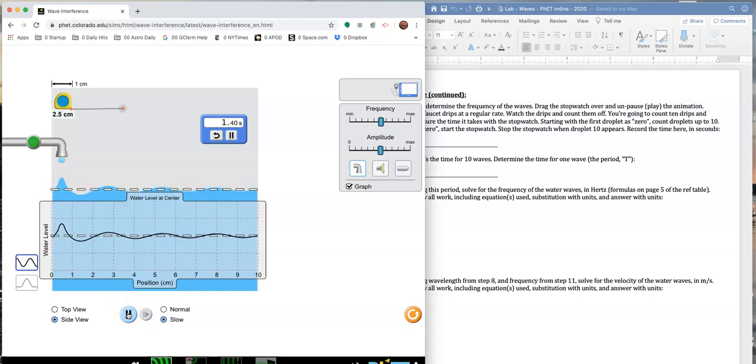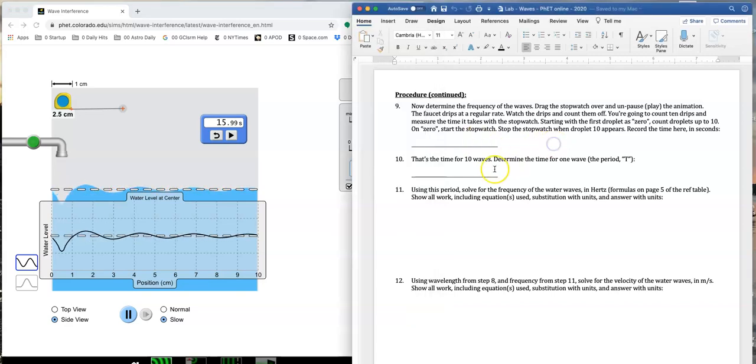Then I have one down, two, three, four, five, six wave cycles, seven, eight, nine, get ready to stop it, and 10. So that was 10 waves. They're at almost 16 seconds, 15.99 seconds for 10 waves. And so that's what you would do for number nine.